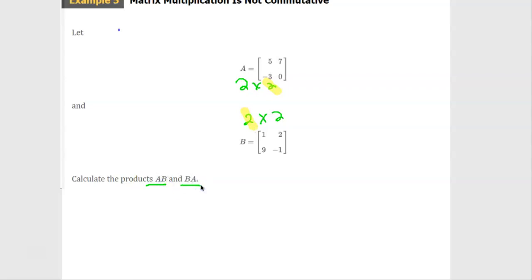Now, I want to say this right off the beginning, you're saying, well, aren't they the same? Because normally, if I had 2 times 3, isn't that the same as 3 times 2? Well, with normal numbers, yes it is, but not with matrices.